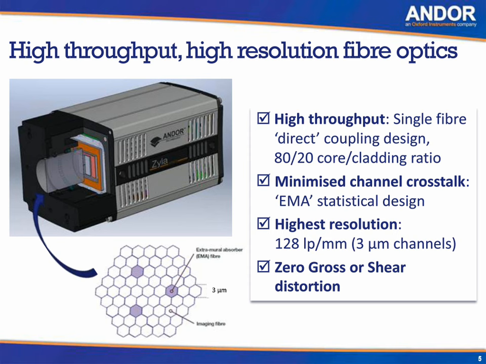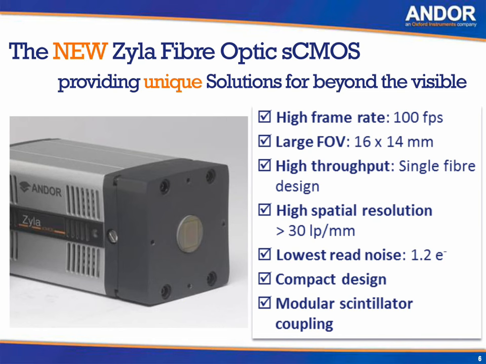So when we're talking about that, what we're talking about is effectively ensuring that the image is not corrupted by being spatially moved or displaced. So all of that leads to a high throughput, high resolution system. We then move to what does that mean for the final detector that is put behind the scintillator? Well, it means then we have a high frame rate, large field of view. So here we're talking 16 by 14 millimeters. We can also expand this by putting a higher taper on. We have the single fiber design. We have high spatial resolution. We have the low read noise.